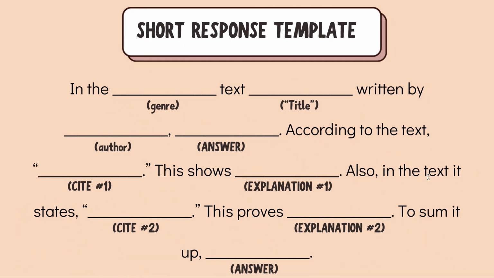This is a template for your short response. When you're answering the question, you want to make sure that you identify both the genre, the title, and the author of the text that you're referring to. Your restate and your answer will go in the same sentence. Directly following that will be cite number 1 that starts with your sentence starter, for example, according to the text. Next would come your first explanation, starting with a sentence starter such as, this shows.